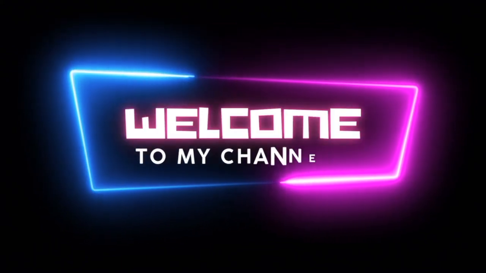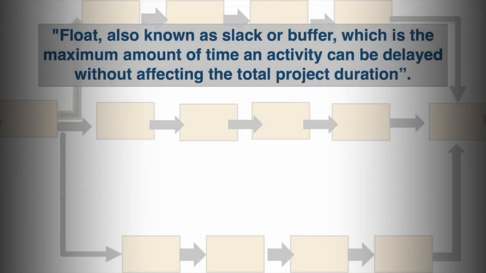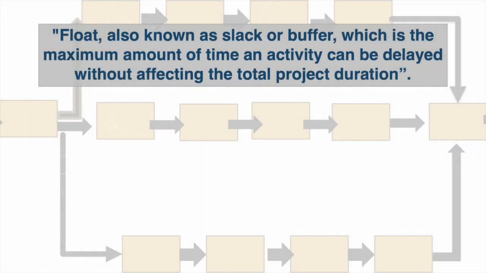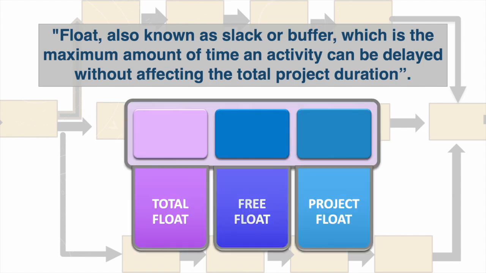Hello and welcome. Today, we'll delve into the concept of float and how it is related to critical path. Float, also known as slack or buffer, is the maximum amount of time an activity can be delayed without affecting the total project duration. Float can be divided into three main categories.